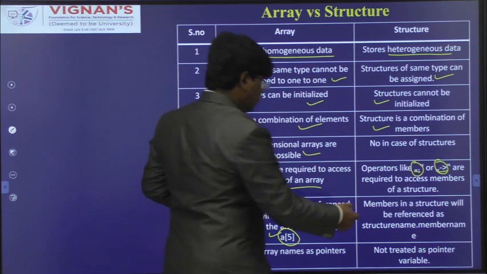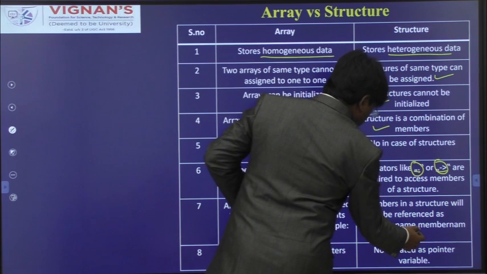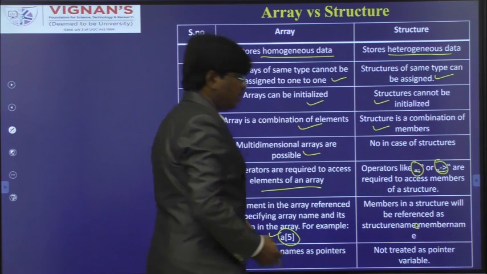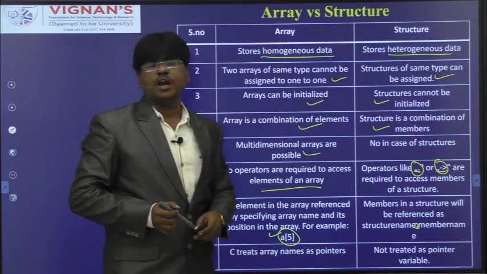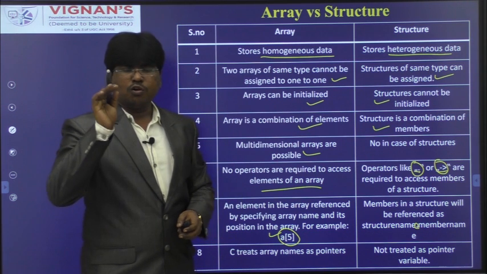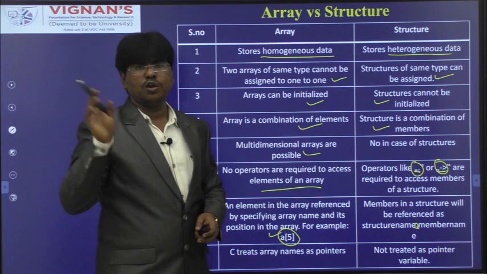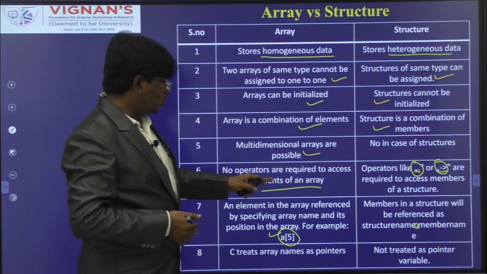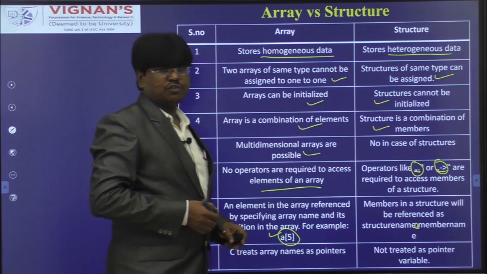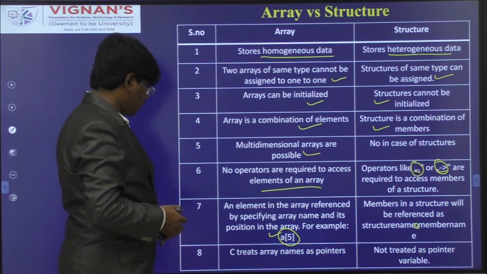But members in a structure are referenced with the help of the structure name and the dot operator. It is very, very important. If you want to mention any member, you have to use either dot, or if you are handling the pointers concept, then you have to use arrow. This is the only representation if you want to specify the members of the given structure.